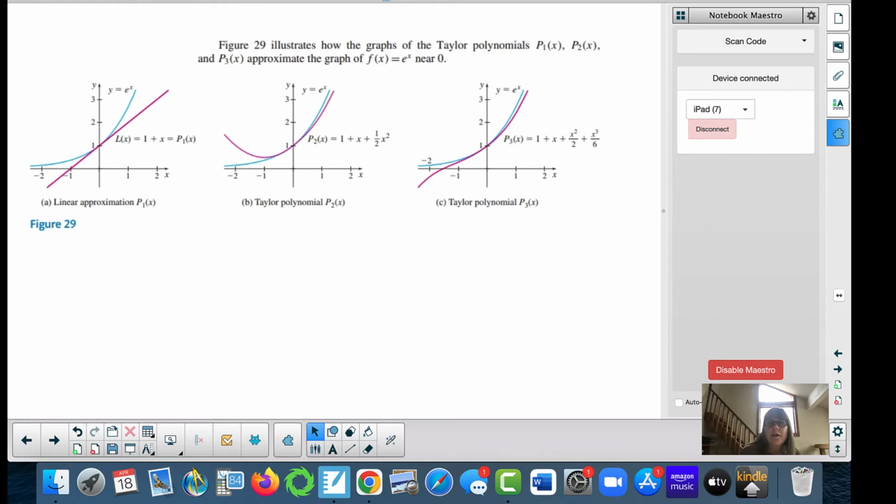Where n is 3, we get even closer the farther away we get. And as n gets larger, the curve that we get for our polynomial is going to get very, very close to e to the x, even farther away from 0. So linear approximations are okay as long as you're really, really close to that point. But if you need to use an approximation for a point that's farther away, then you can get better approximations by getting a higher value of n in your Taylor polynomial.